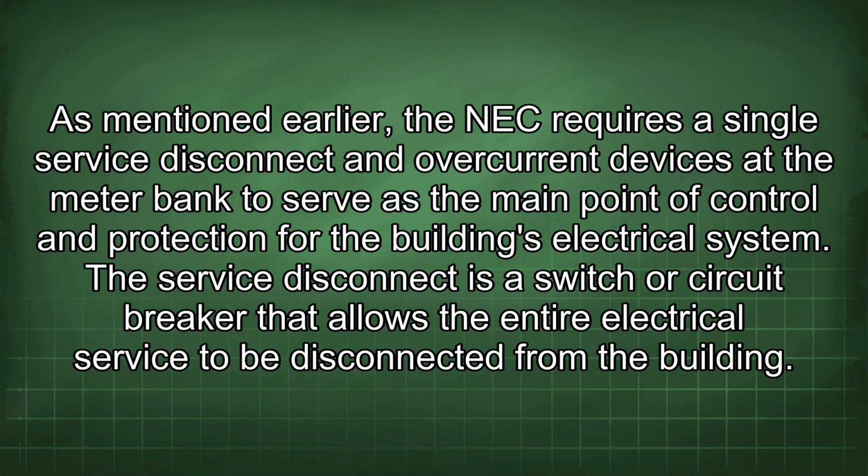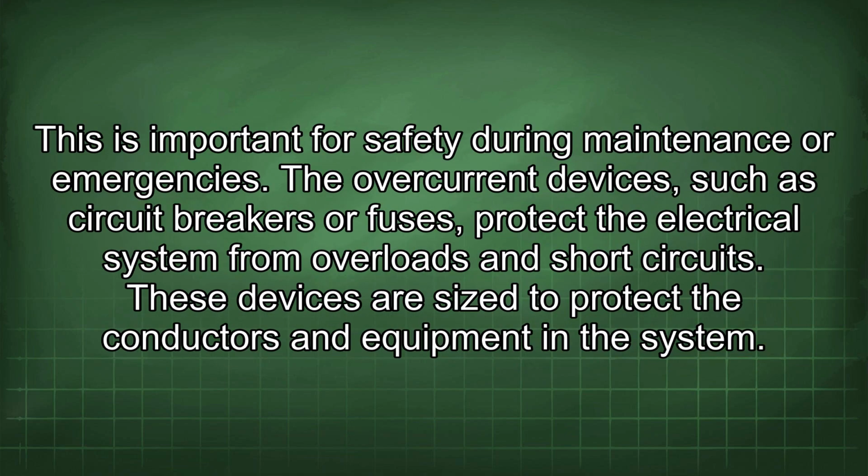As mentioned earlier, the NEC requires a single service disconnect and overcurrent devices at the meter bank to serve as the main point of control and protection for the building's electrical system. The service disconnect is a switch or circuit breaker that allows the entire electrical service to be disconnected from the building. This is important for safety during maintenance or emergencies. The overcurrent devices, such as circuit breakers or fuses, protect the electrical system from overloads and short circuits. These devices are sized to protect the conductors and equipment in the system.